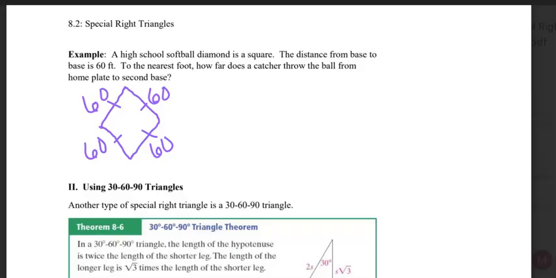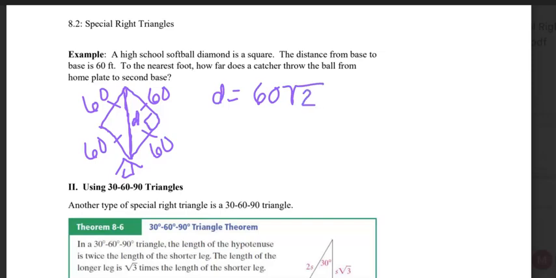To the nearest foot, how far does the catcher throw the ball? So if this is home plate, and here's second, we're going to make a straight line there. Now we have a 90 degree and 45, 45. So right now we're asked to find the hypotenuse. I'm going to label this distance as D. The hypotenuse is always square root of 2 times the leg for a 45, 45, 90 triangle.